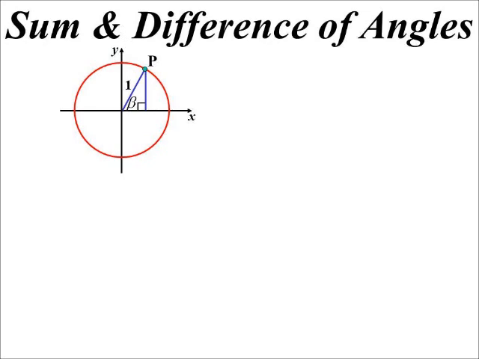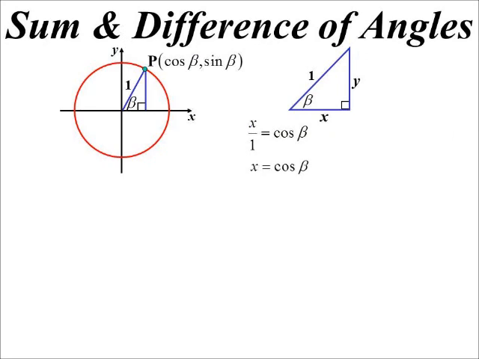If I was to do a little bit of trig, I could find the x value. X over 1 would be the cosine of beta. And so x coordinate would be the cosine of whatever that angle is. And similarly, y would be the sine of whatever angle that is. So the coordinates of P could be represented by the cosine of the angle and the sine of the angle. It does not matter where P is, that will always be true.